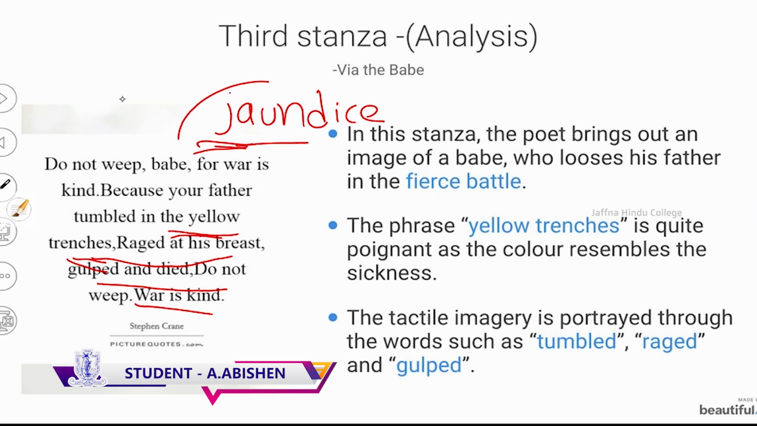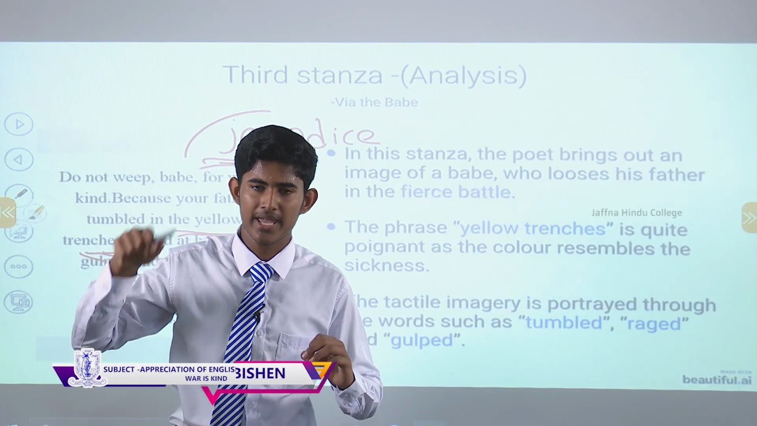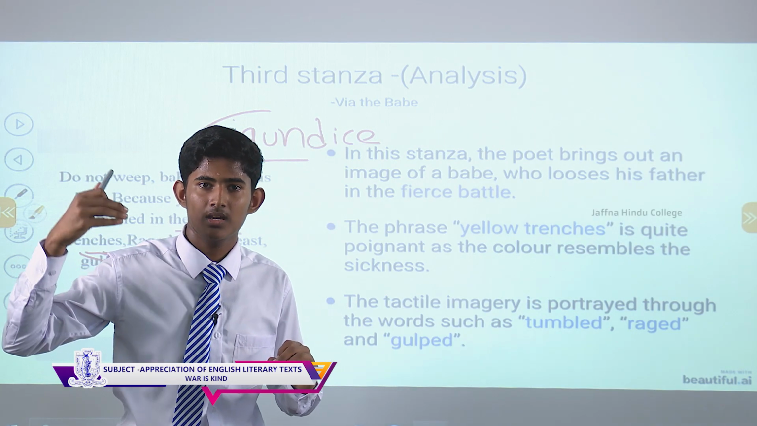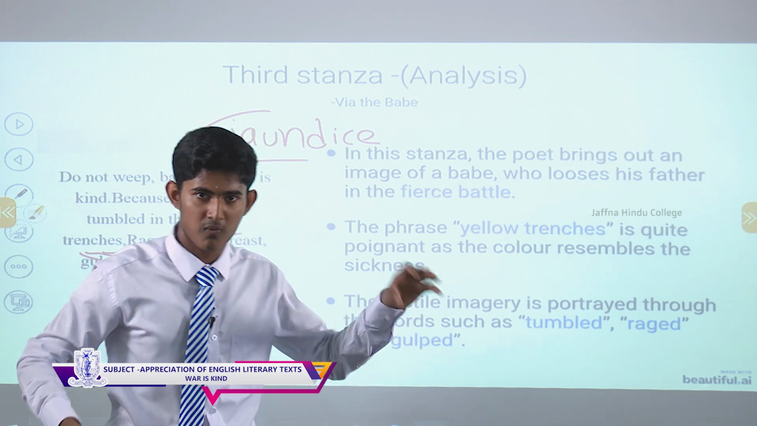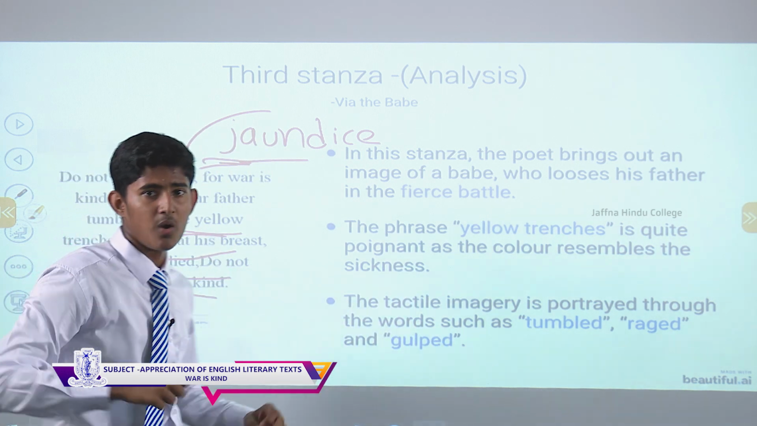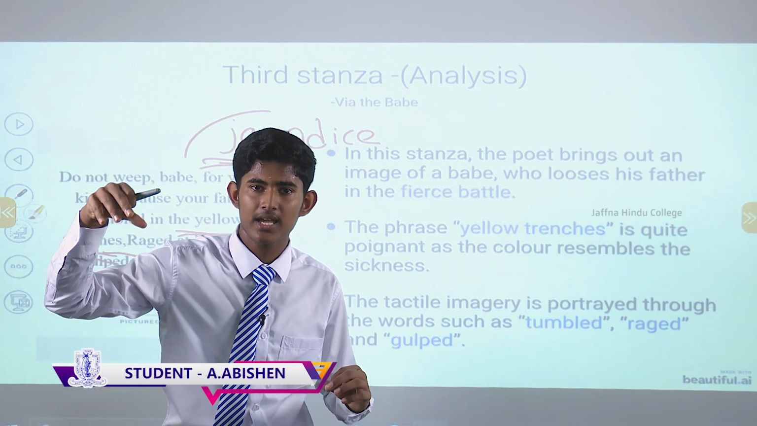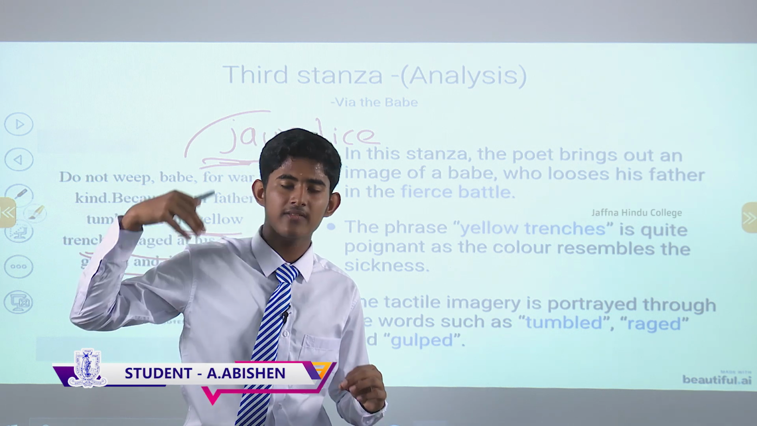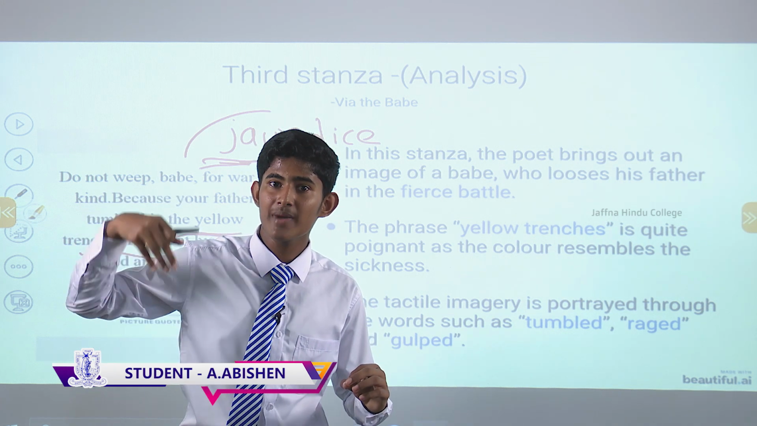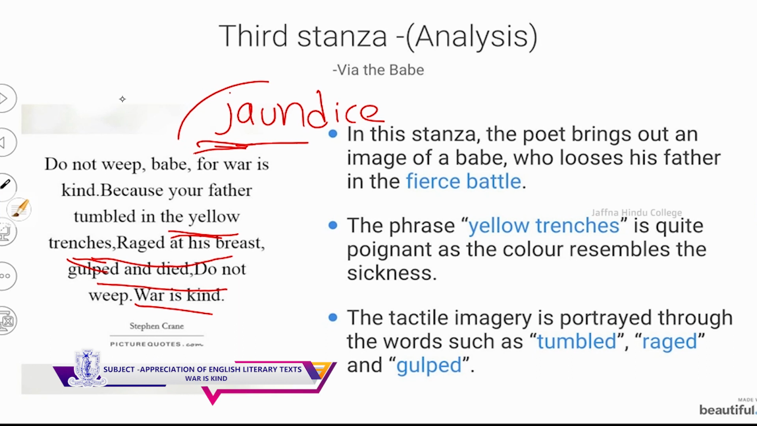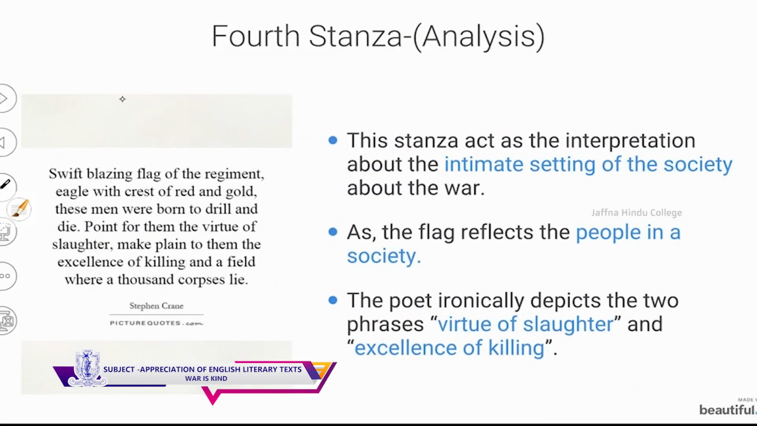So, in this third stanza, first of all, the poet is describing a baby who loses her father in the war, and how the father, even though he is in a safe place, becomes a target of the enemies is described in the third stanza. Moving to the fourth stanza analysis.